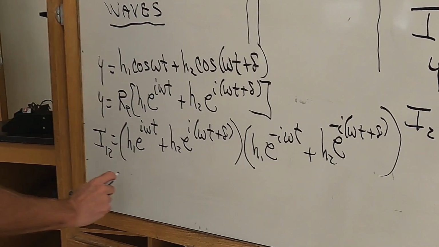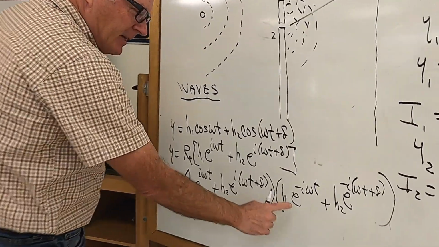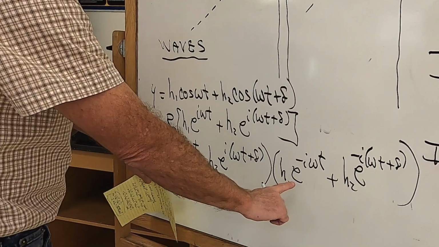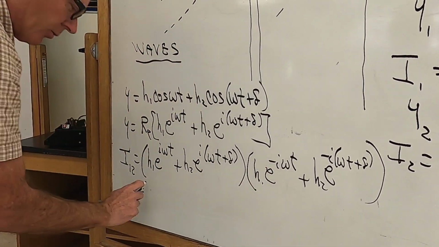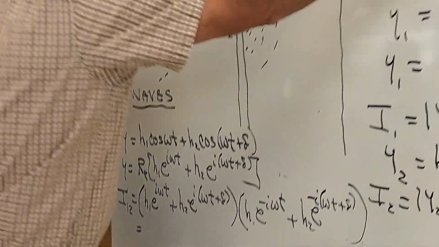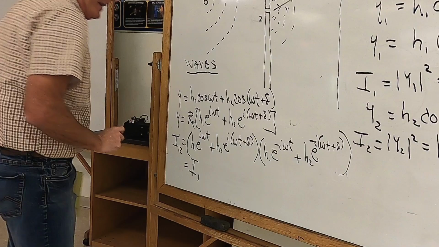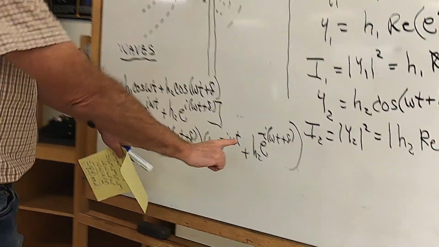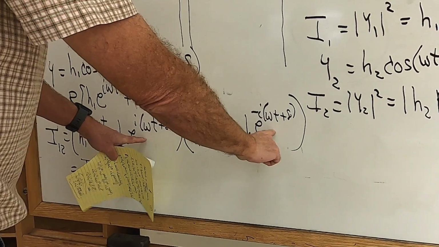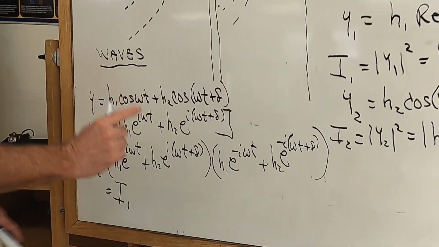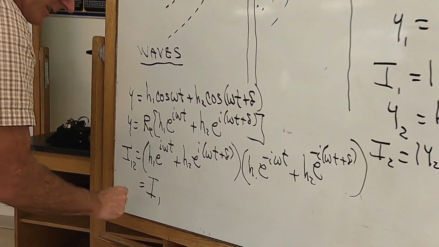Okay, so if we multiply these two together, we can first get this term times this term. The exponentials drop out because you add their exponents. That gives you 0. You just get h1 squared. h1 squared is just I1. So this gives me I1. The last term, this times this. This term and this term multiplied together just gives me 1. So they're gone. So I just get h2 squared, or just plus I2.